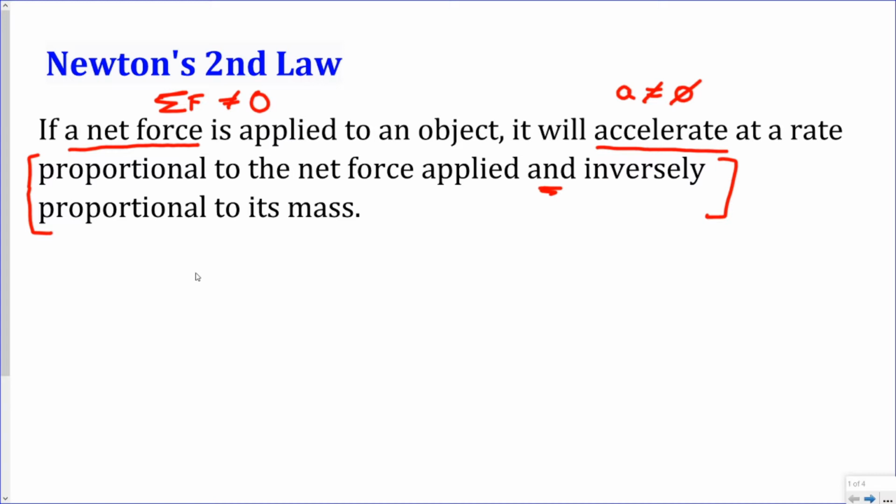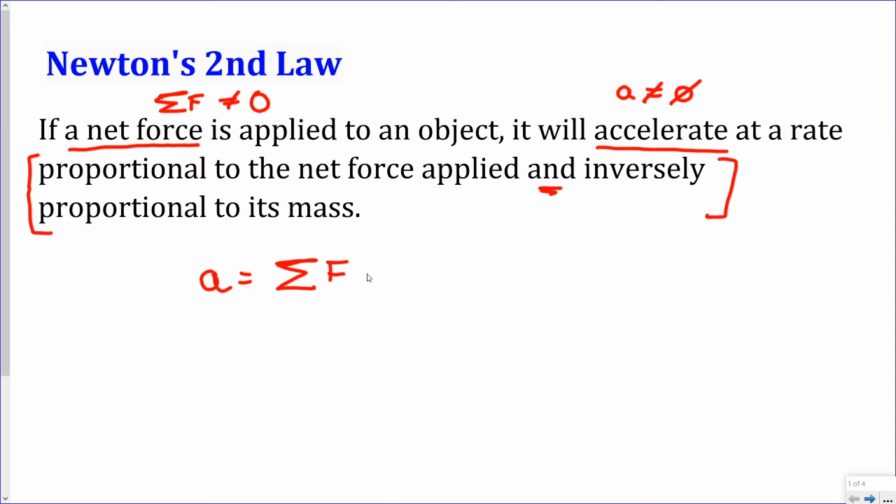So let's take a look. What does this actually mean if we write this out in a formulaic way? It will accelerate at a rate, so we're going to say A equals, now proportional to the net force. That just means if one goes up, the other goes up. If one goes down, the other goes down. So we're just going to say equals the net force.